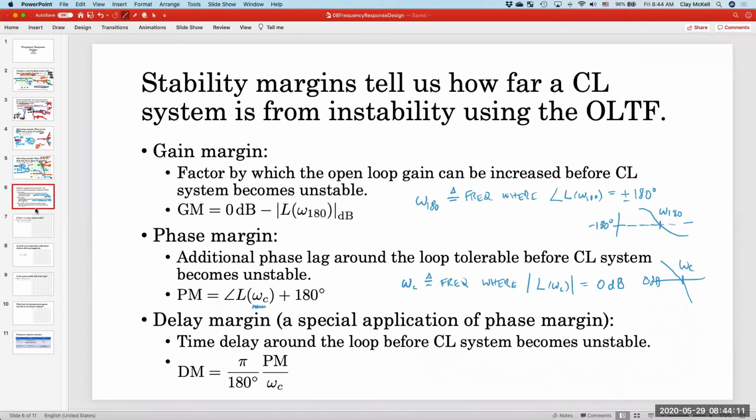So if the gain margin is negative, then it's already unstable? That's correct. If either of the margins is negative, then the system's already unstable. But if both of them are negative, then it's stable? No, two wrongs don't make a right here. Both have to be positive to be stable. If anything is negative, it's unstable.